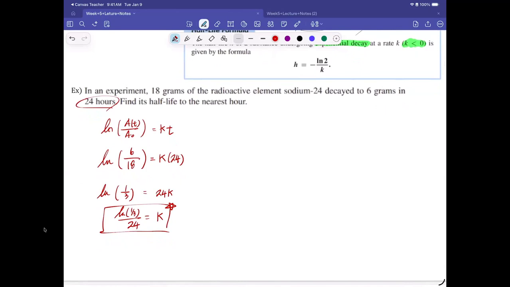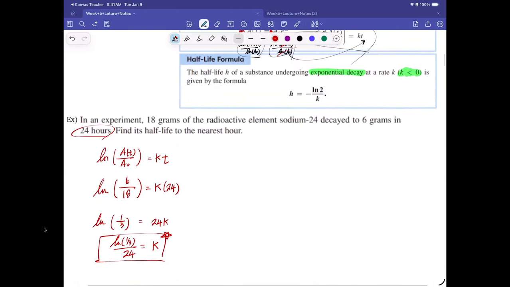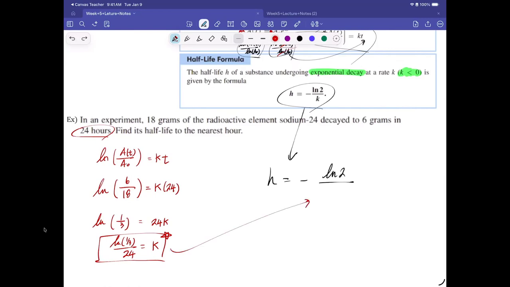But k is not the half-life, right? Half-life is what? It's H, right there. H is the half-life. Well, we know k right there. That's why we have to start with the k. And then we have to plug in this one: minus ln 2 over, bring that, then that gives us H.